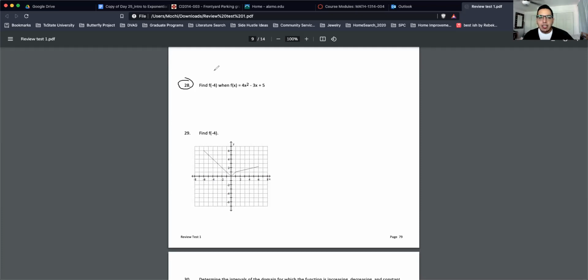Does anybody know how you would find f of -4? What is this telling us to do? Plug in -4 to everywhere that there's an x. Yeah, exactly. So this is saying evaluate the function when x is equal to -4, which means we're going to take -4 and plug it into the expression everywhere we see an x. So in order to solve this problem, we would write 4 times -4 squared minus 3 times -4 plus 5. And all we need to do is simplify that expression, and that will be it.